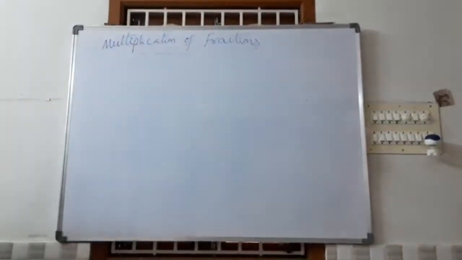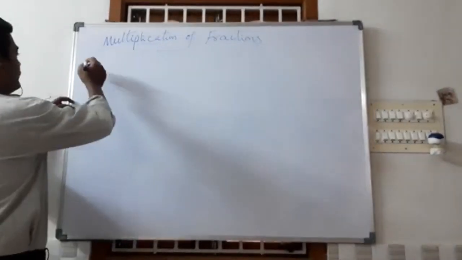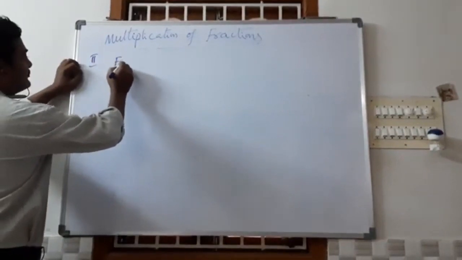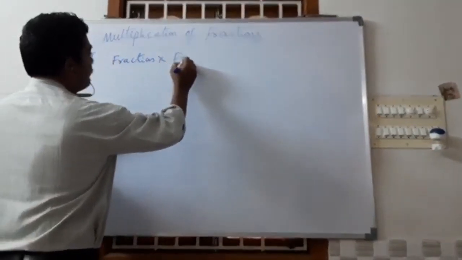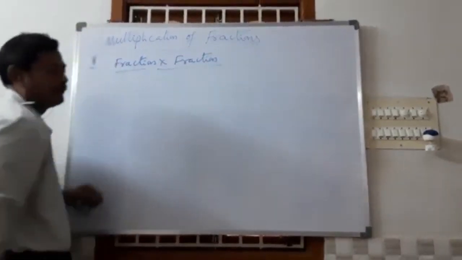Now another category, we go for another type. Second category, fraction into fraction. We are going to multiply fraction into fraction.